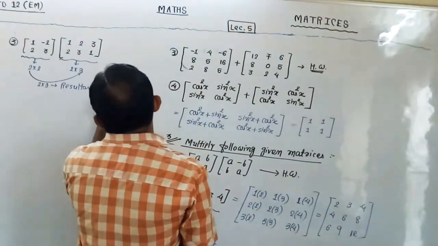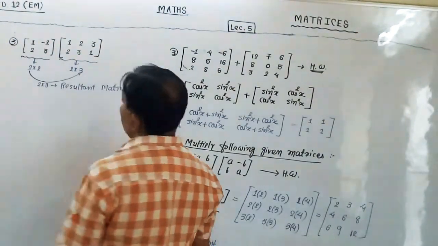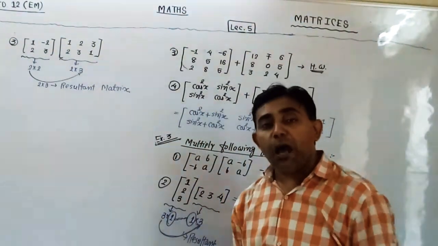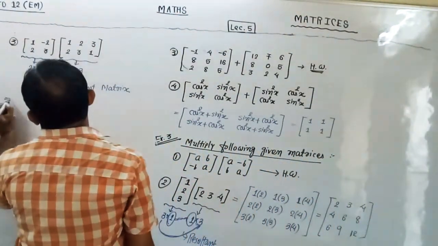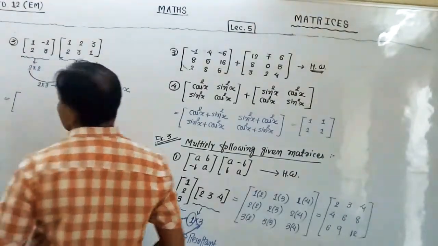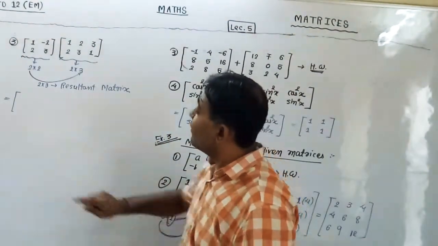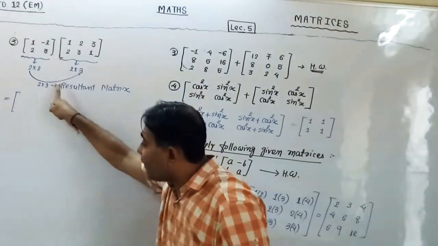So before multiplication, we know very well what the resultant matrix is. Now let's find that resultant matrix by using a simple multiplication rule. What is the rule? First row, first column.